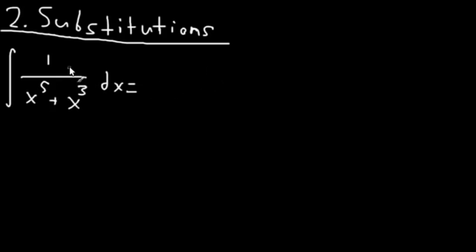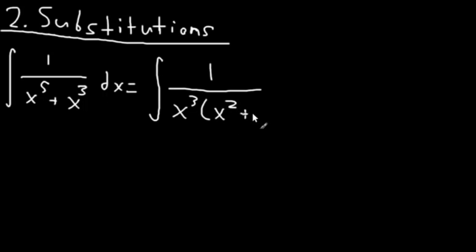It's going to be the same integral, 1 over x to the 5th plus x cubed, except this time I'm going to use substitution. So I'll do the same first step where I factor out the denominator into x cubed times x squared plus 1. But I'm going to switch the order of these two, 1 plus x squared. Hopefully you guys don't mind that.